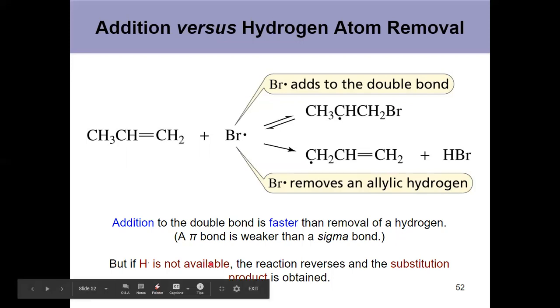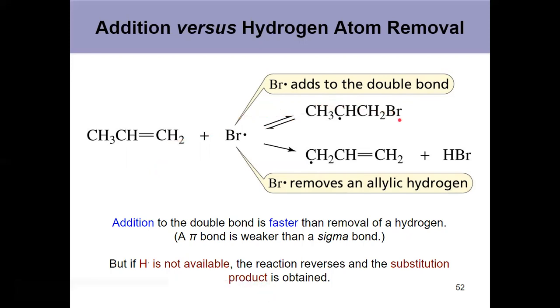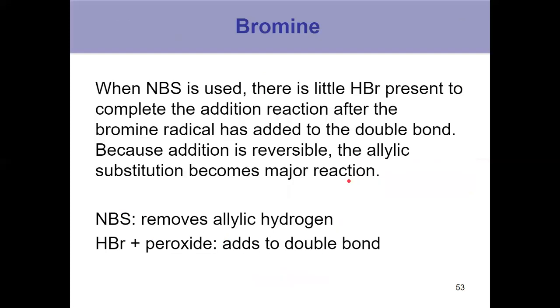because addition to the double bond, what we have going on up top here, is faster, okay? Because it just requires breaking a bond there. A pi bond's weaker than a sigma bond, so that's a piece of cake. So that's going to be faster. But if there's no hydrogen available, the reaction goes back, and then you get the substitution product. And so we're jumping back and forth here, going down to the bottom, getting the substitution product at the end of the day. Okay, concentrations are significant if you want to control that.